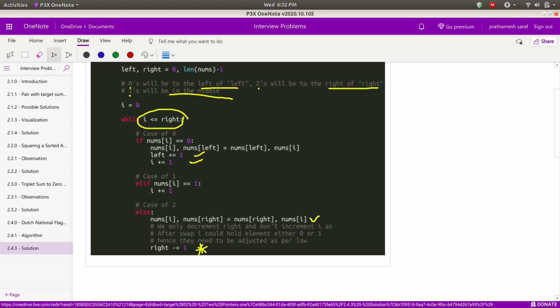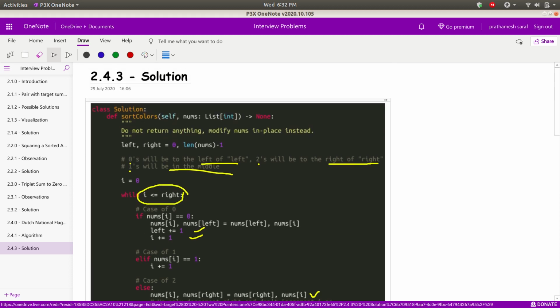I hope you got this. So with this the algorithm ends. I hope you understood this algorithm, that is the Dutch flag algorithm. It is a very simple sorting algorithm, but only applicable when there are only three unique objects in the array.